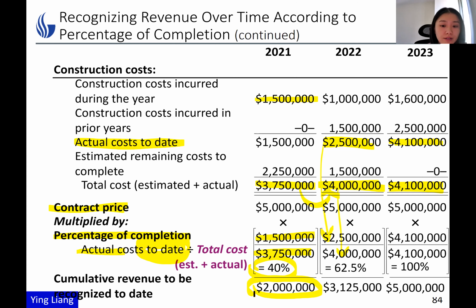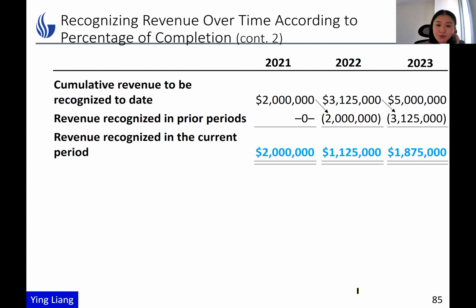Now for 2021, since there is no accumulation, this is the first year. So the 2 million we calculated should be recorded as it is. For 2022, the cumulative 3.125 is not the amount we're going to record in year 2. That is the total amount of 2021 plus 2022. So for 2022, we're going to do 3.125, subtract the 2 million. The difference will be recorded in 2022. Same logic for 2023.